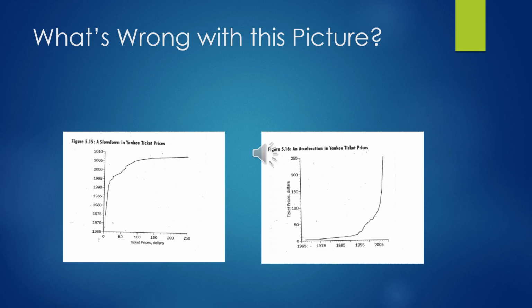When the information is correctly presented with time on the horizontal axis, what you see is, in fact, that over time there was relative stability in ticket prices and then a dramatic escalation. So the time factor needs to be along the bottom on the horizontal axis of a correctly constructed graph.